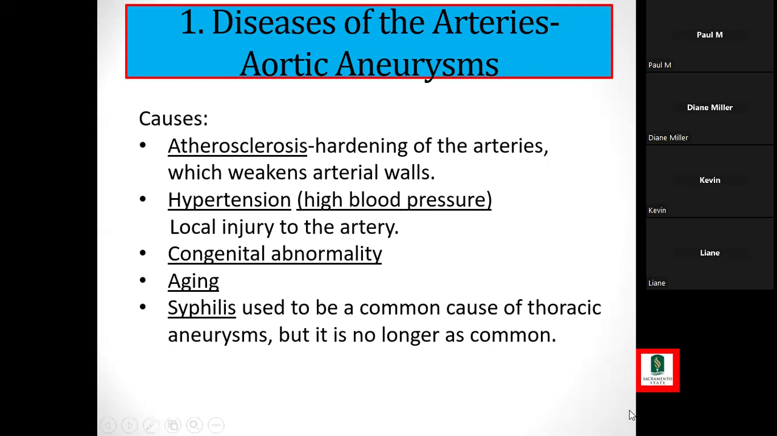And then syphilis used to be the common cause of thoracic aneurysms, but not as much anymore, although syphilis, I've heard recently, is making a comeback.